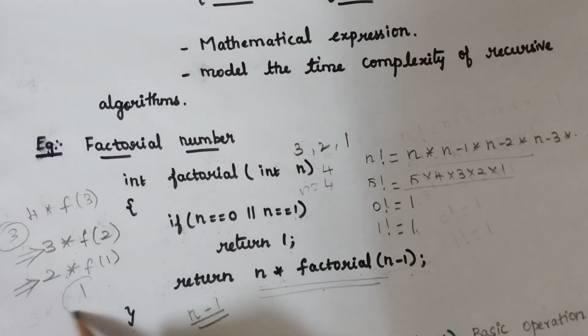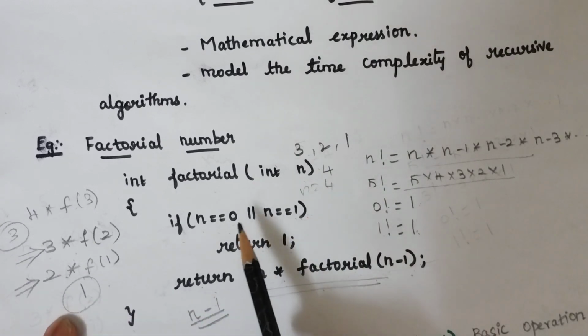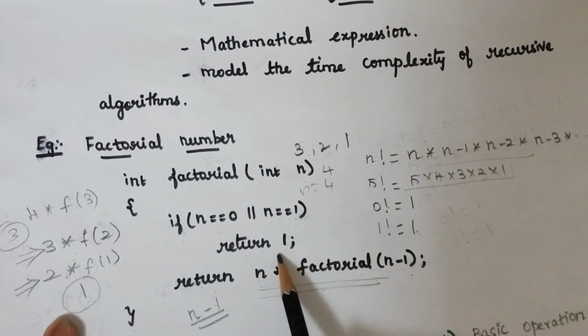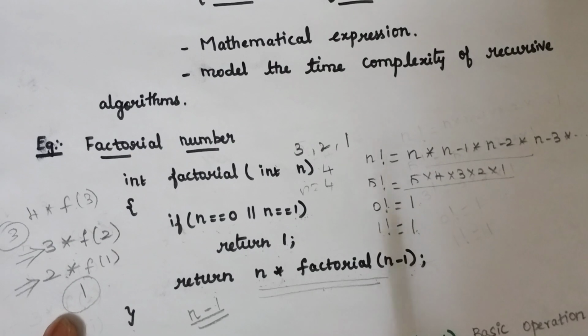Okay, and coming to this one, this result 1, which is checking the condition and returning the result 1, happens 1 time.